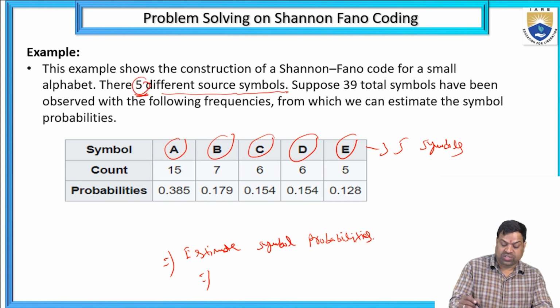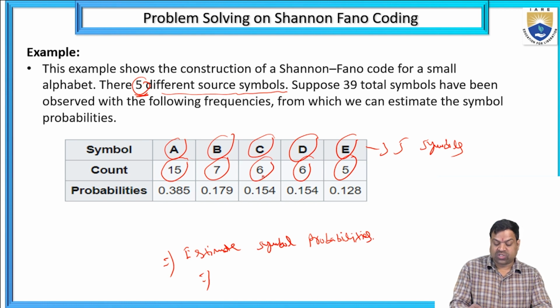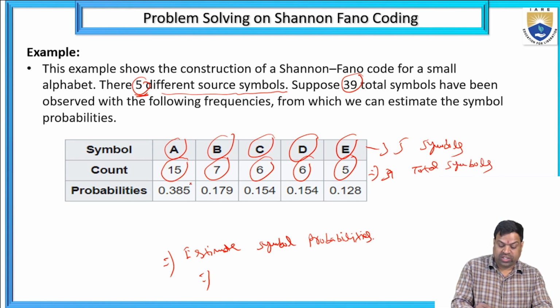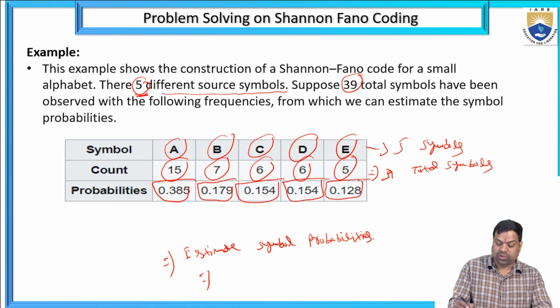Five different source symbols. And what are the counts? 15, 7, 6, 6, 5. So 15 plus 7 is 22, plus 6 is 28, plus 6 is 34, plus 5 is 39. So I got 39 total symbols. So what is the probability? 0.385, 0.179, 0.154, 0.154, 0.128.